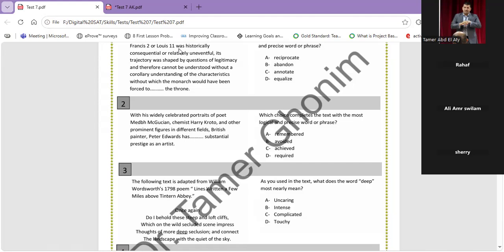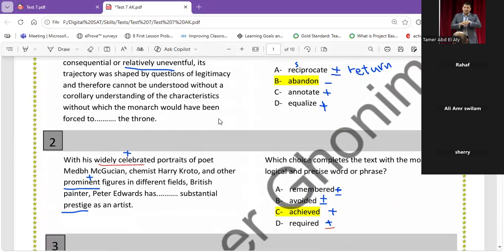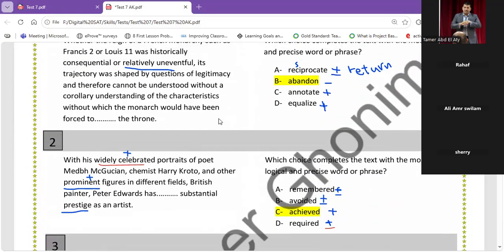Okay. All of you also got this answer right. Let's find it together. Remembered, it's neutral. Avoided, again neutral, because you can avoid something nice or something bad. Achieved, positive. Required, it can be neutral or positive.